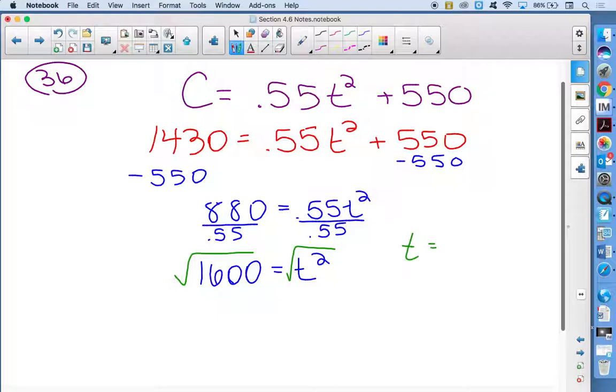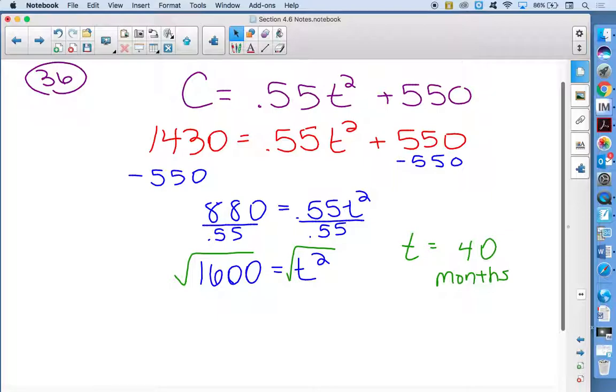And Anastasia, you got 40. Because the square root of 16 is 4, so the square root of 1600 would be 40. So that would be 40 months. But it asked you during which month was the average operating cost 1,430. So how would you decide which month that represents?